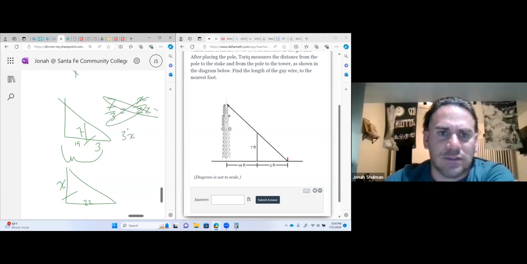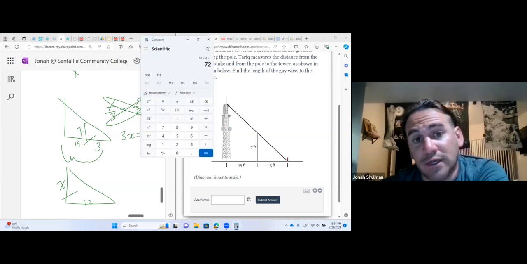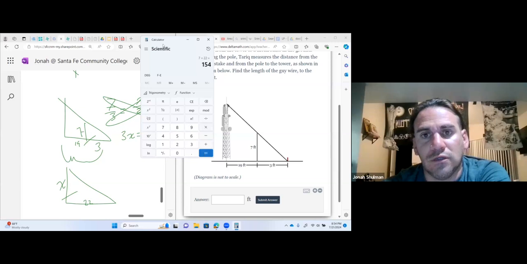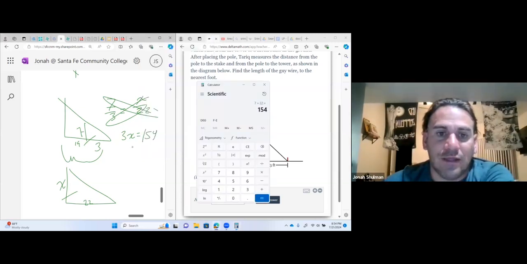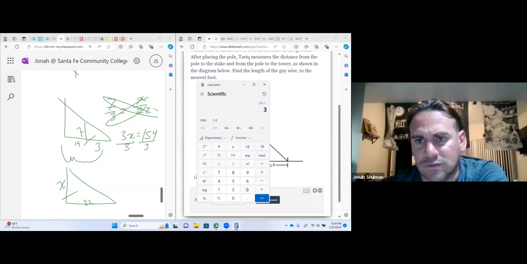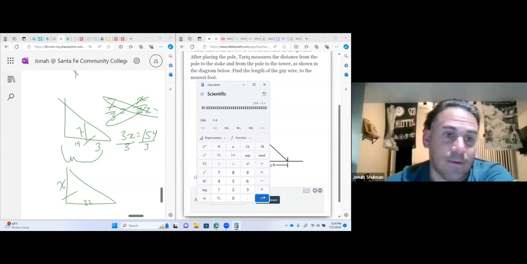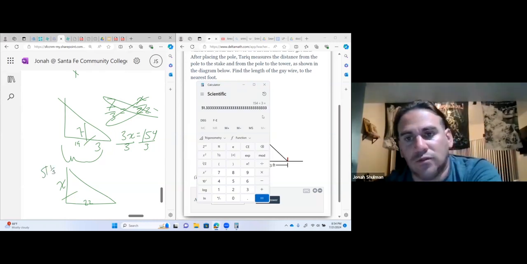So I have 3X equals, I multiply 20 and then 2 and then add it together, but don't be afraid to use your calculator if you need it. 154. All we have to do is divide that by 3. It's not going to be pretty. 51 and a third. That's the whole thing. 51 and 1/3. So now we need this one.